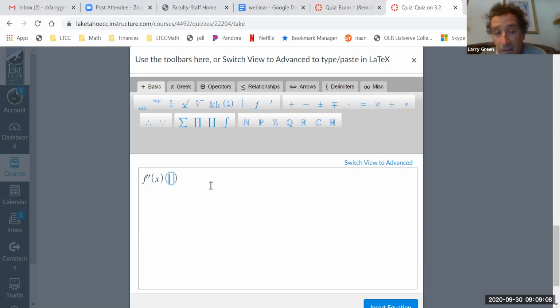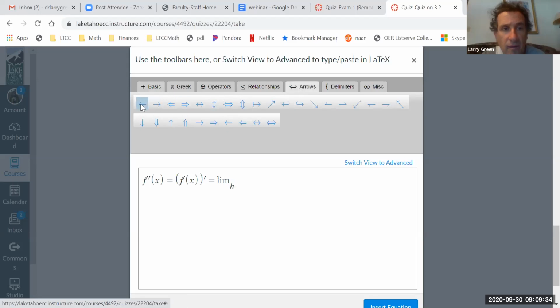And f double prime of x is f prime of x all prime. Any questions on that? And that again, that's going to be a limit as h approaches 0. And now let's make a fraction.